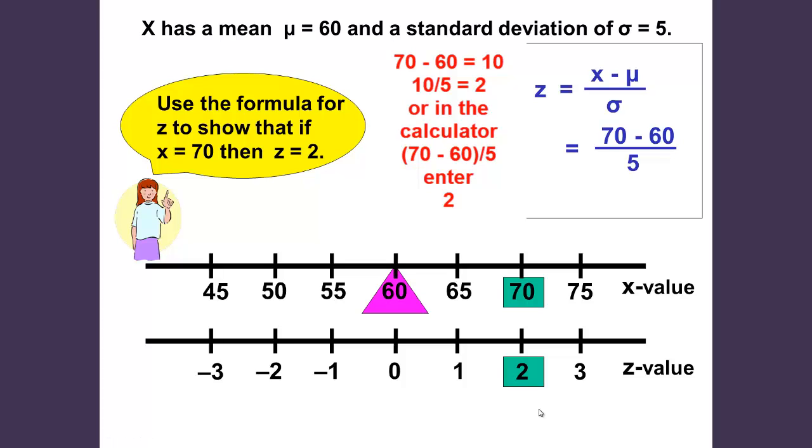Notice because 70 is to the right of the mean, we get a positive z-score. And because 70 minus 60 is a positive number, the z-score will be positive.